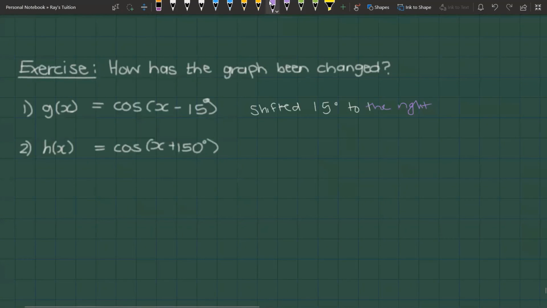And then this one here is h of x is equal to cos(x plus 150). So it has been shifted 150 degrees to the left.